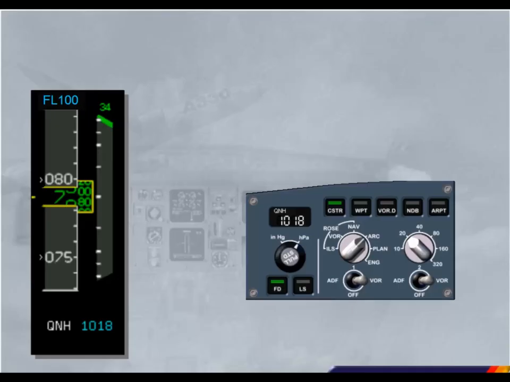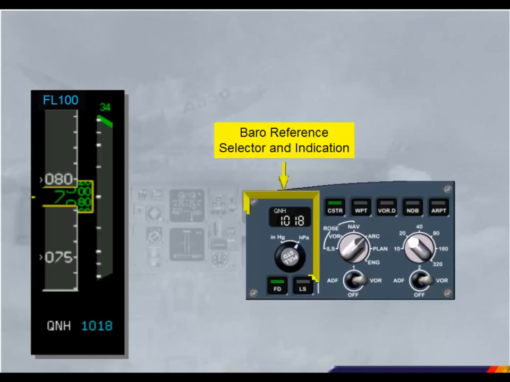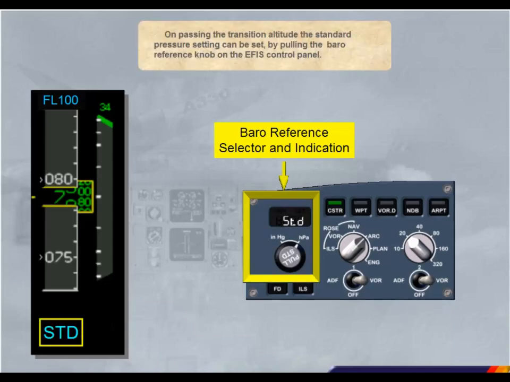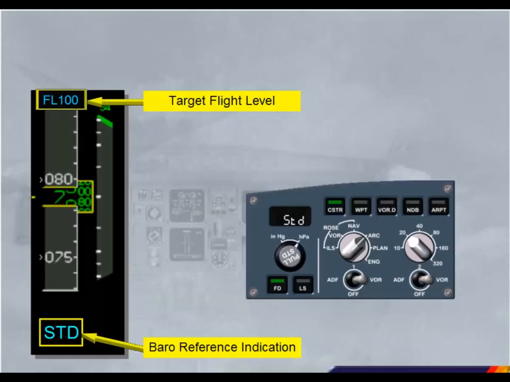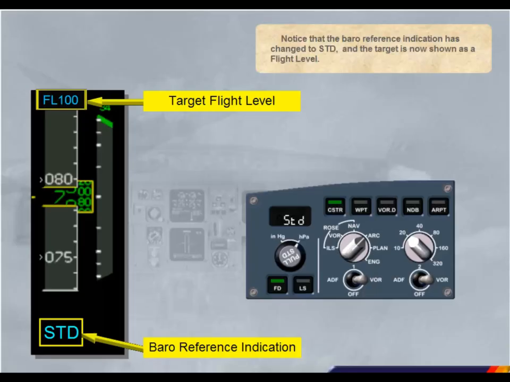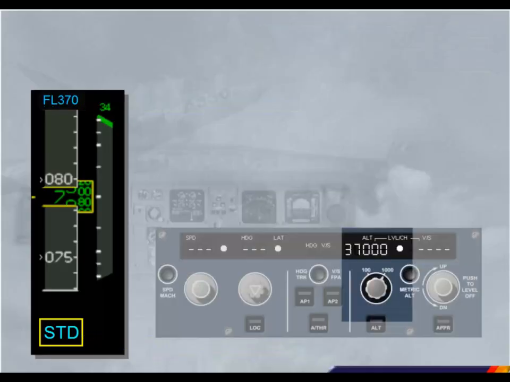On passing the transition altitude, the standard pressure setting can be set by pulling the baro reference knob on the EFIS control panel. Notice that the baro reference indication has changed to STD, and the target is now shown as a flight level. The aircraft has now been cleared to flight level 370, so the new target altitude has been set.